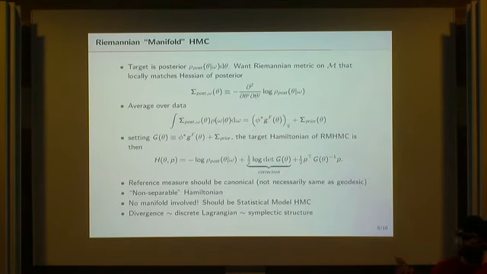Now this is what people in statistics call Riemann manifold HMC. Here you're using the Bayesian setting, and so your target distribution is some posterior distribution. Here W is my data, and theta is the parameters over which my posterior is defined. The idea is that you want to define a Riemann metric which locally matches the Hessian of your posterior. That's the Hessian of my posterior, and if you average that over data, you end up with this thing. This is just the Hessian of the prior, and this is essentially what's called the Fisher information matrix.